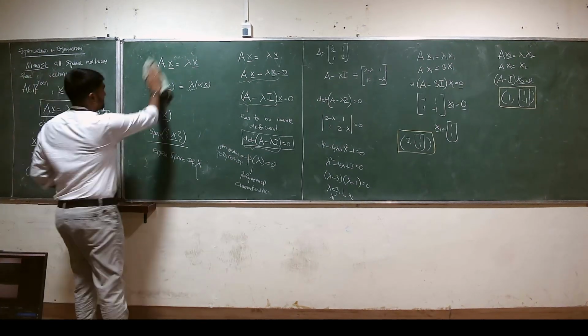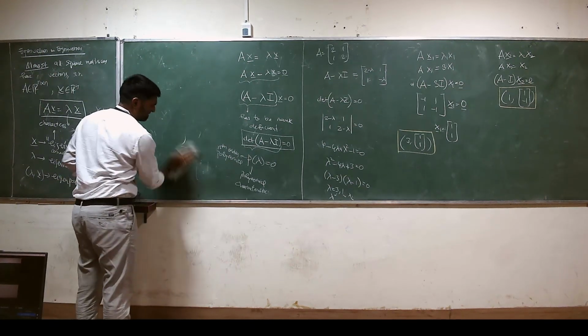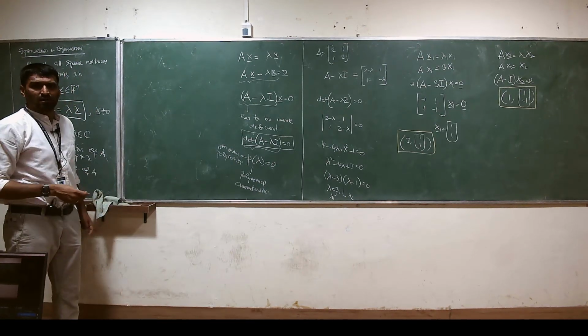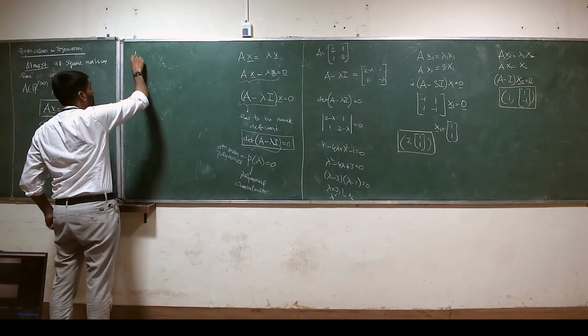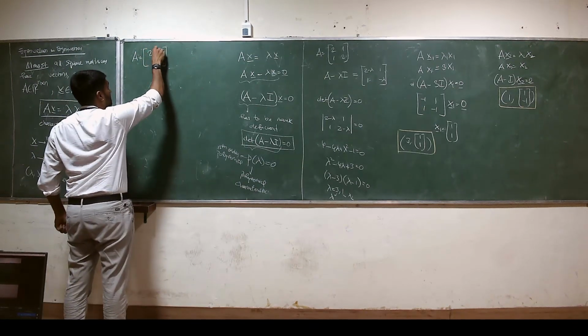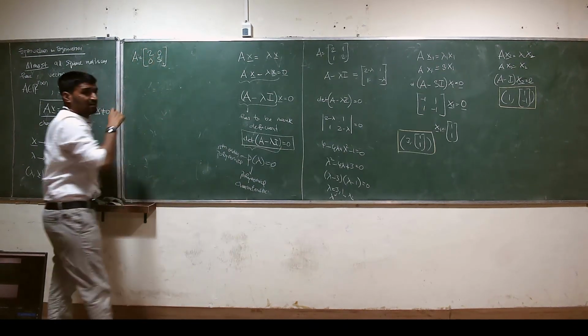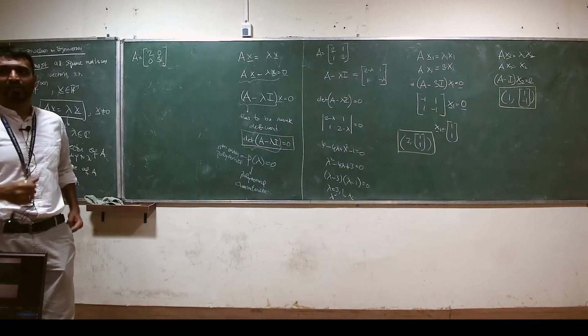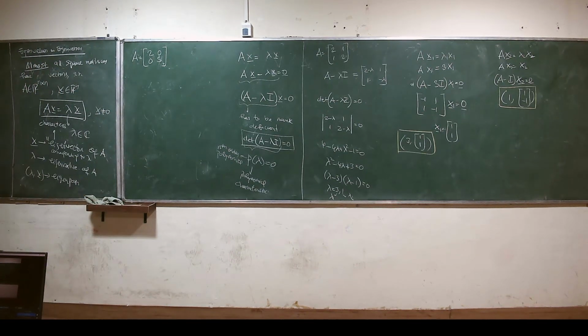I'm going to remove this. We'll do two more examples. Okay. Let's do the next one. I won't solve it, you guys can solve it and tell me. First tell me what are the eigenvalues, and then you can tell me what are the eigenvectors corresponding to the eigenvalues.